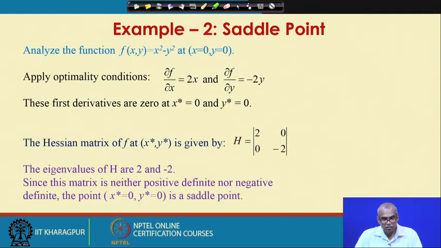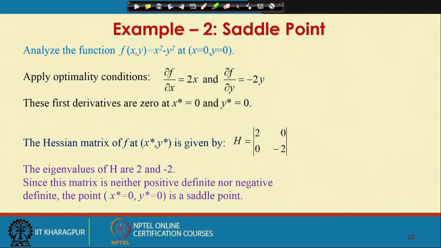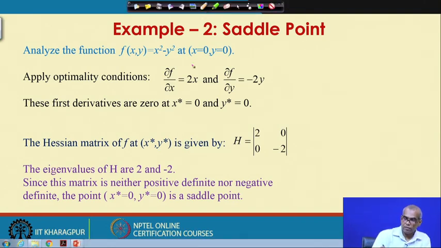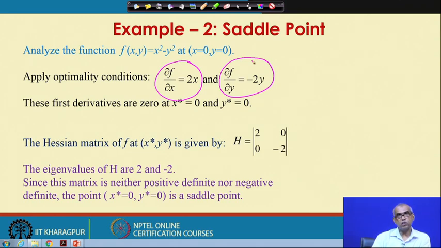Let us take another example. In this example, we will show what is a saddle point. We want to analyze the function x square minus y square at x equal to 0, y equal to 0. So, apply the optimality conditions. Evaluate del f del x and del f del y: del f del x equal to 2x, del f del y equal to minus 2y.